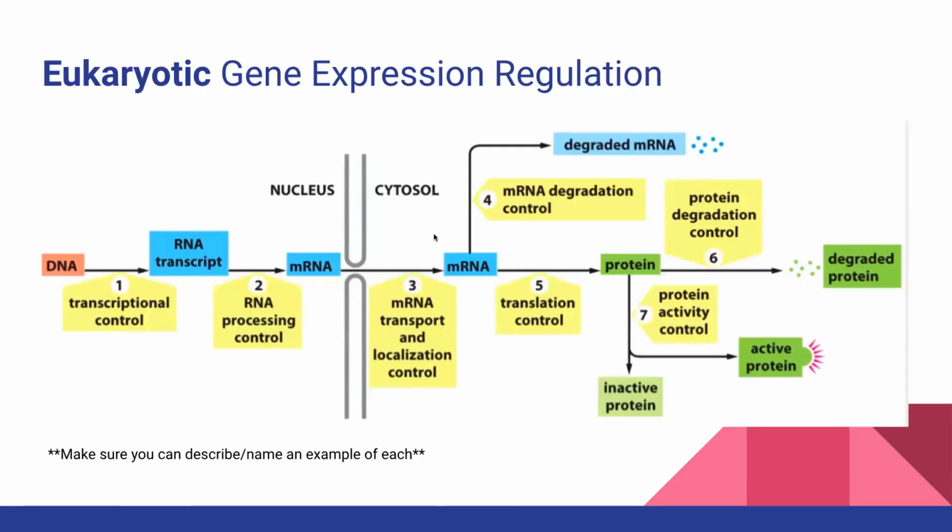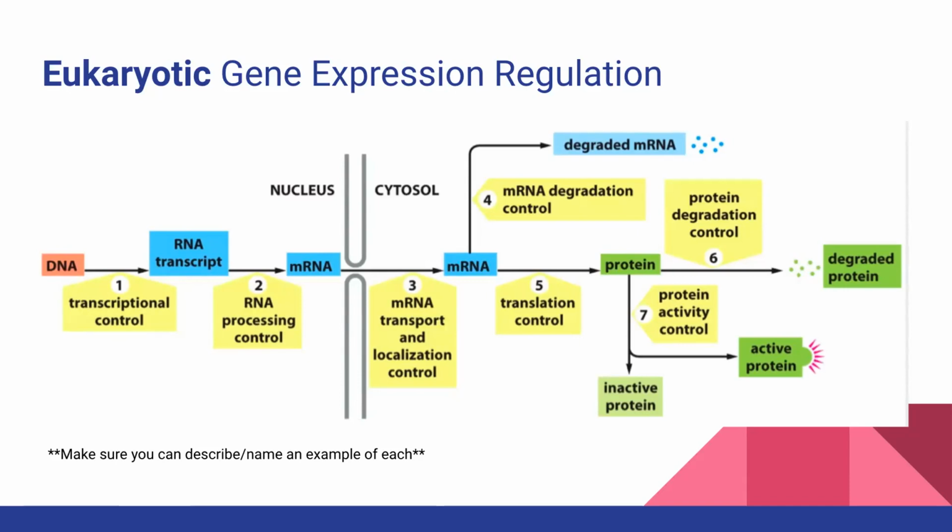Okay, and then here's just the chart of gene expression regulation. I would make sure you're able to describe, or at least give an example of, each. I think when I took this exam, there was a question relating to these processes. For example, transcriptional control: you have the chromatin, transcription factors, RNA processing, splicing, poly-A tail, mRNA transport, localization control, talk about the P-bodies, etc. So just make sure you have an idea for each.